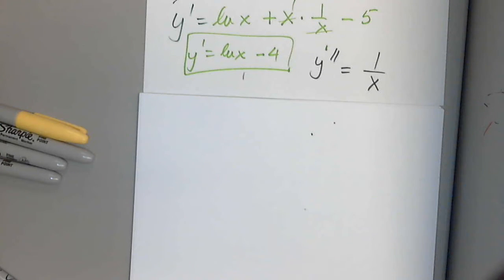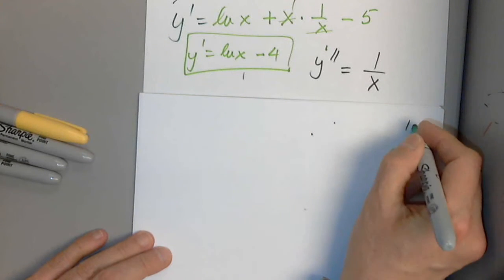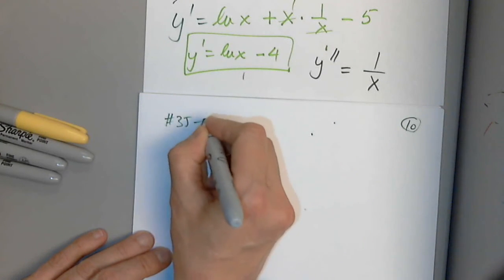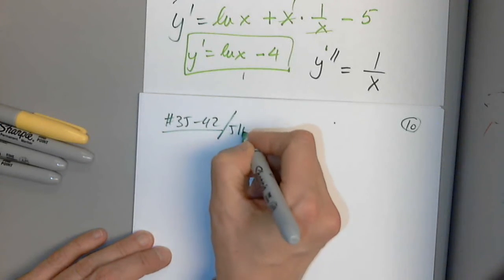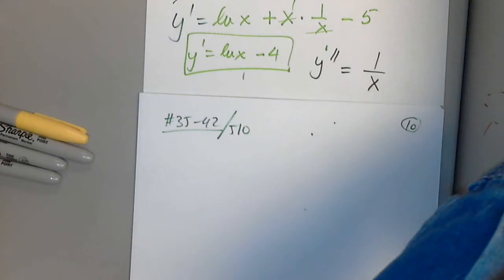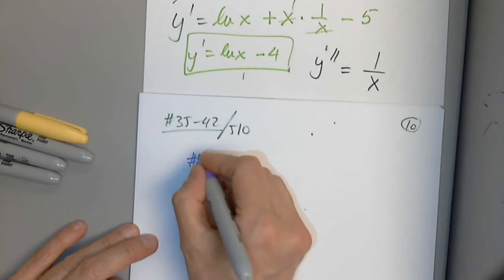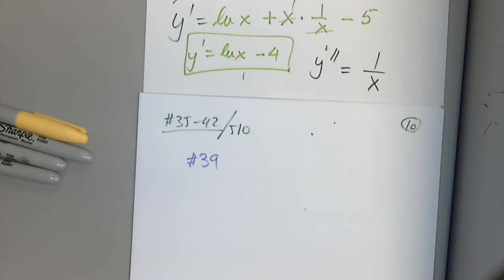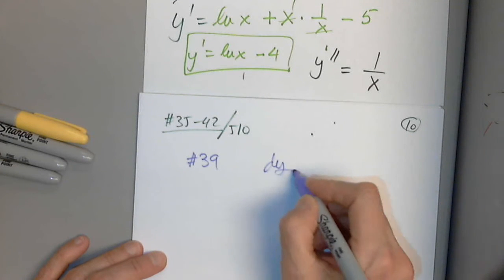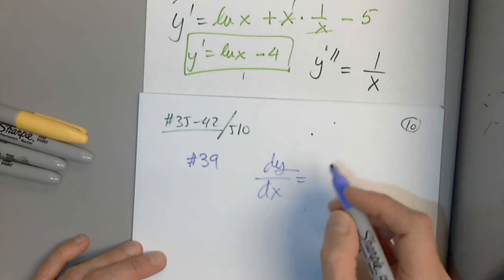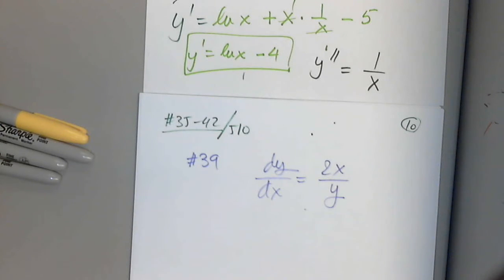Okay, let's start with simple situations like 35 through 42. 35 through 42 and page 510. 39. 39 it is. 39 says dy over dx equals 2x over y. Solve.